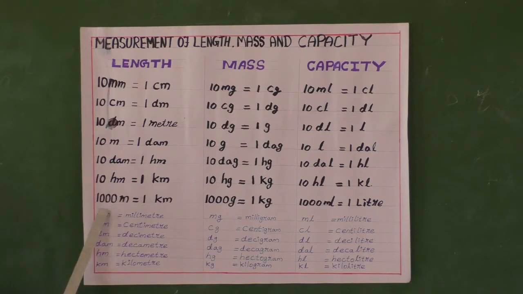Then this one you already know, 1000 meter equals 1 kilometer. 10 hectometer equals 1 kilometer. I write the explanation of this: mm, cm, dm, dam, hm and km. Km you already know, kilometer. Hm means hectometer. Dam means decameter. Dm means decimeter. Cm means centimeter. mm means millimeter.